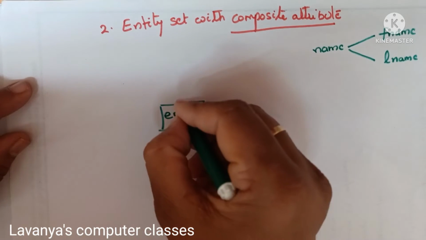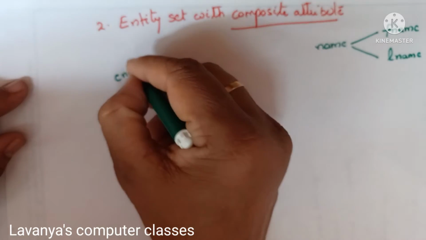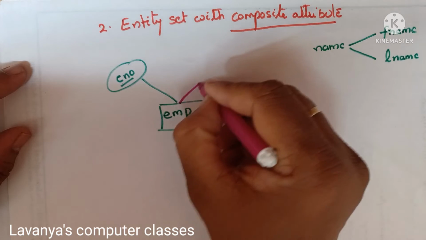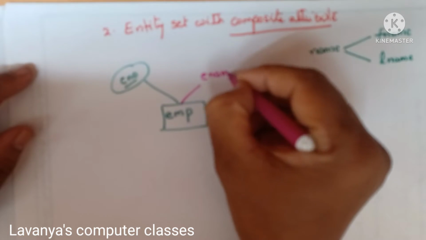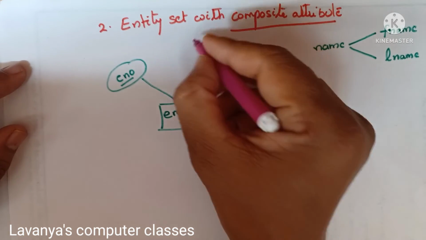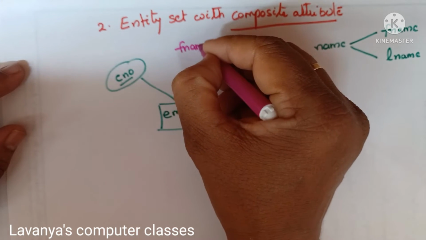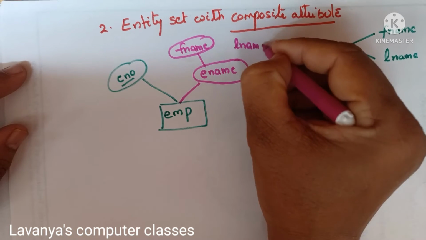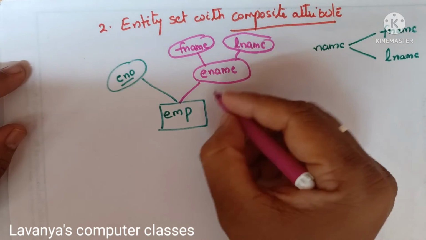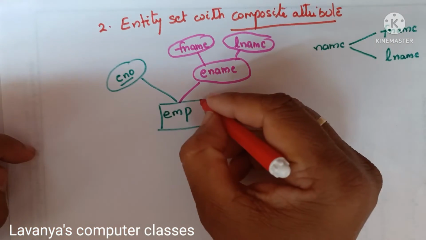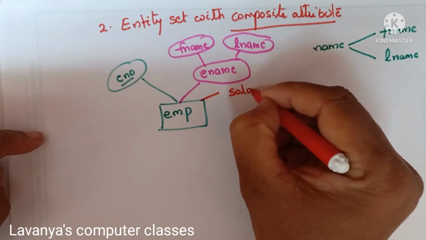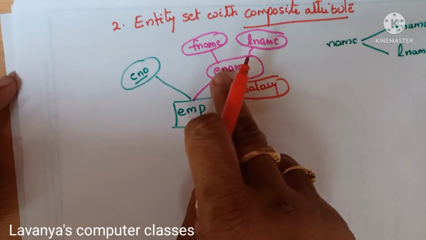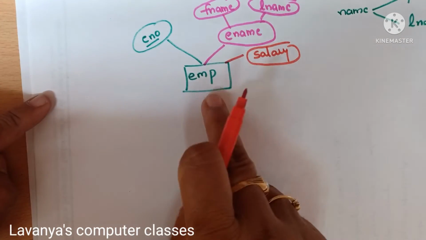Now we'll take a simple example. Entity set is employee. The attributes are employee number, which is a key attribute, that's why I put an underline. Next, employee name. Now we'll take employee name as a composite attribute. That means employee name is divided into two parts: one is first name, the second one is last name. So here employee name is a composite attribute. And one more attribute is salary. Here I consider employee number and salary both as simple attributes, and employee name as a composite attribute.